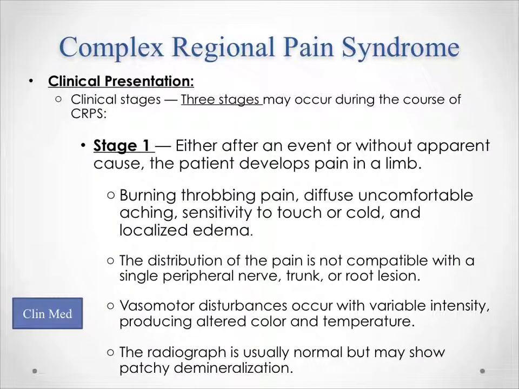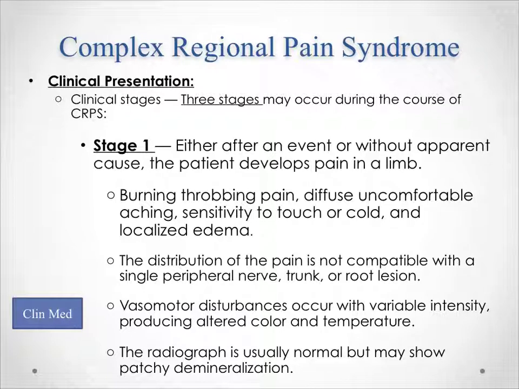Complex regional pain syndrome, from a clinical point of view, is broken down into 3 stages. Each stage correlates with the severity of the disease, meaning that stage 1 is not as severe, and all the way to stage 3, which is the most severe form. Stage 1 typically follows the inciting event and is described as a burning or throbbing pain, an uncomfortable aching, sensitivity to touch or cold. That's important. A lot of these folks develop a hyperesthesia, and so they become extremely sensitive to any type of pressure or touch sensation in the affected area. Also, localized edema is also appreciated.